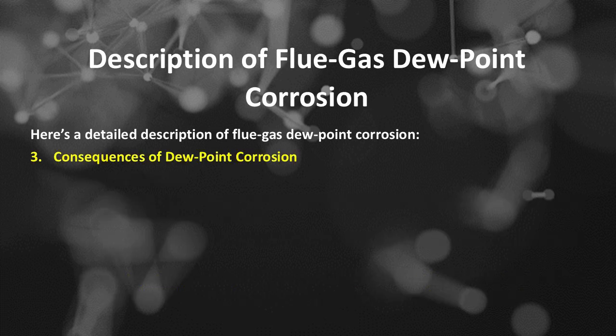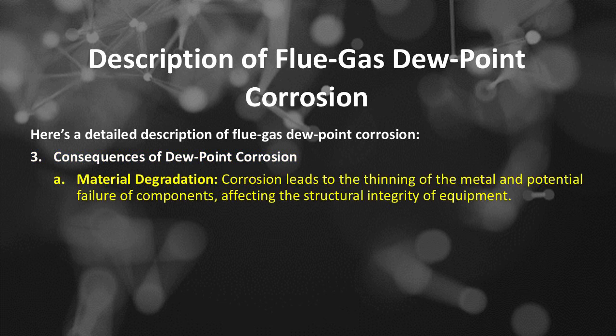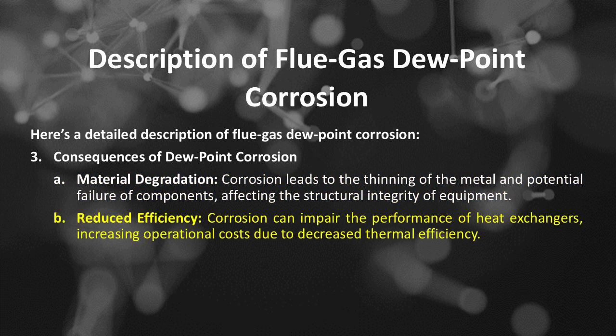Number 3 of detailed description of flue-gas dew-point corrosion is consequences of dew-point corrosion. A, material degradation. Corrosion leads to the thinning of the metal and potential failure of components, affecting the structural integrity of equipment. B, reduced efficiency. Corrosion can impair the performance of heat exchangers, increasing operational costs due to decreased thermal efficiency.